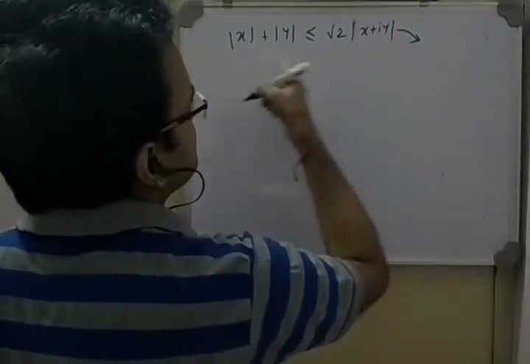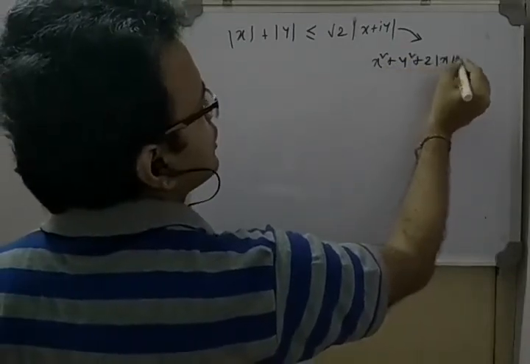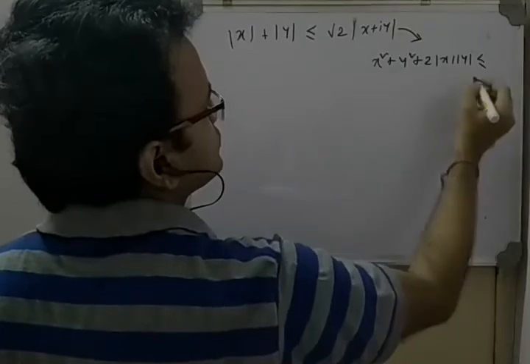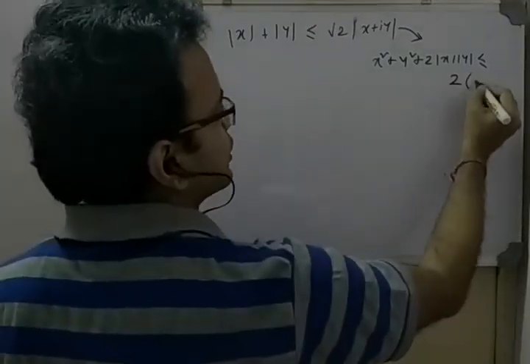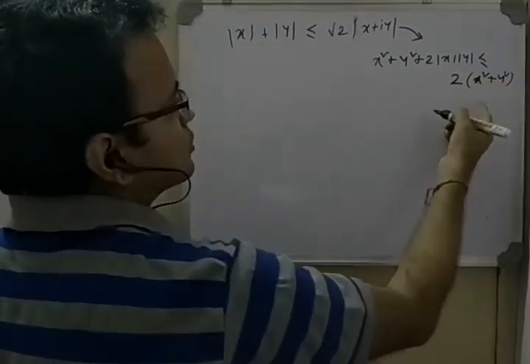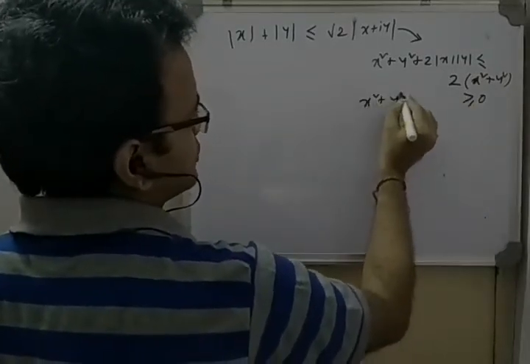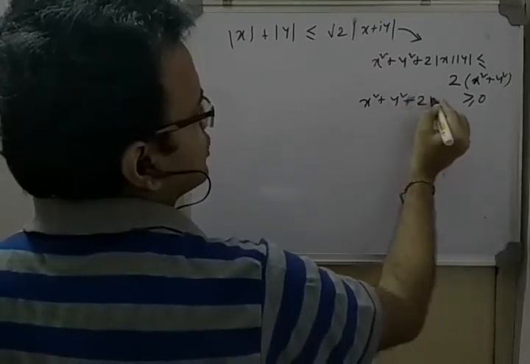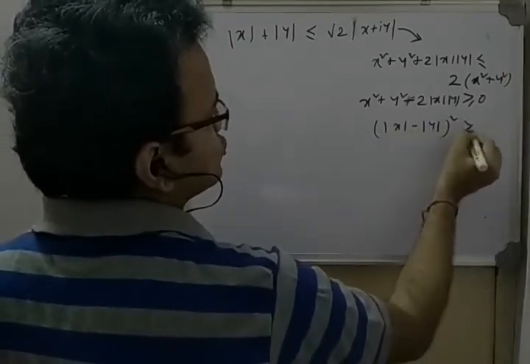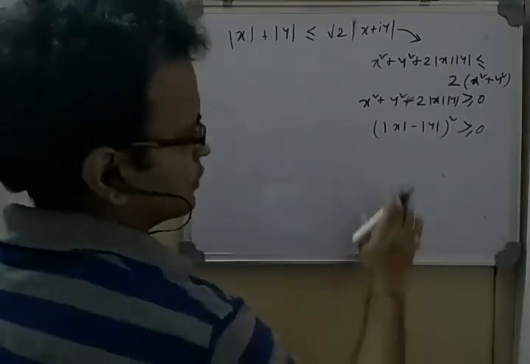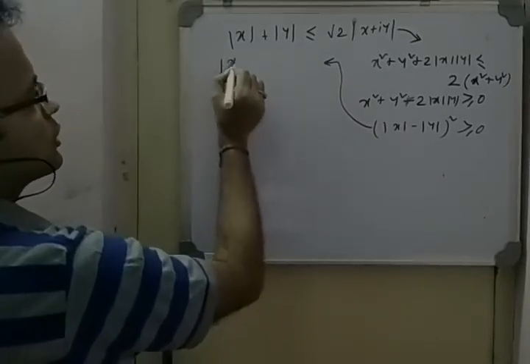If this is less than or equal to this, that means the whole square of this is less than or equal to the whole square of this. And mod of x plus iy equals root over x square plus y square, so it is actually x square plus y square. Let's transfer everything to that side. So it becomes x square plus y square minus 2 mod x mod y. So mod x minus mod y whole square is greater than or equal to 0, that we know for real numbers is always true. So that is the point from where we should start.